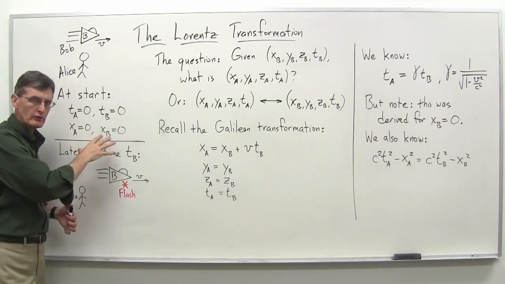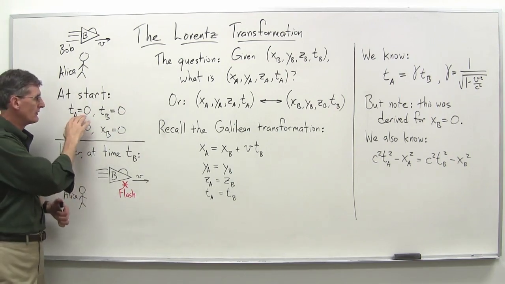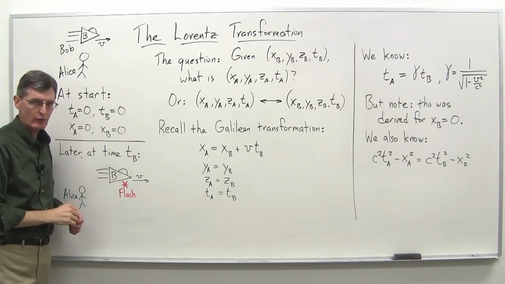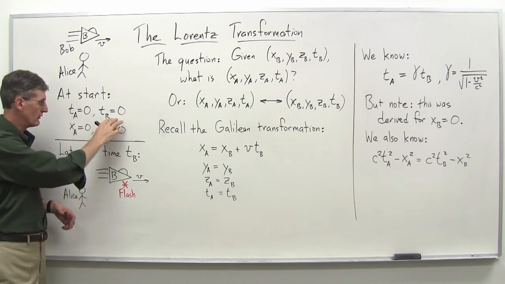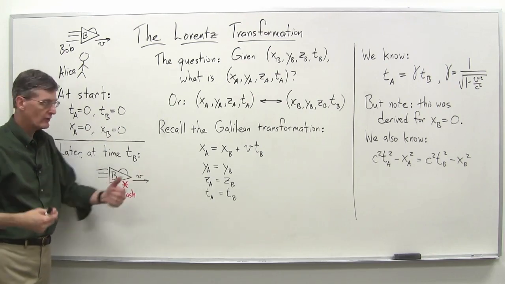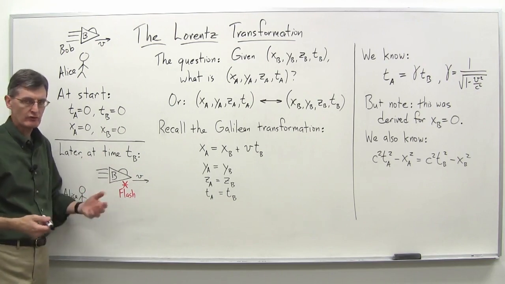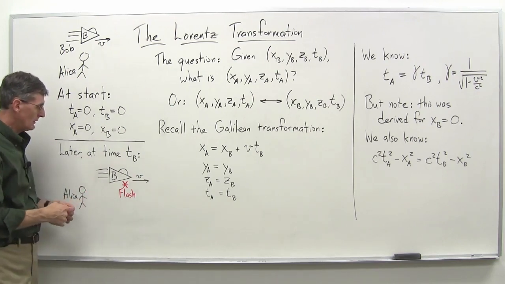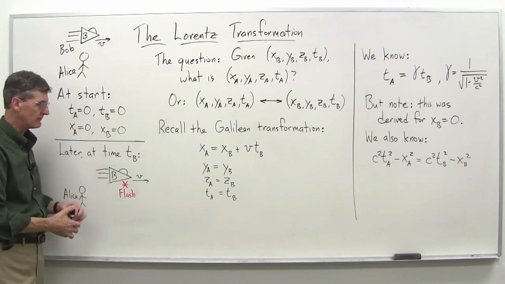At the start, when Bob passes right by Alice, we'll assume that they start their clocks at that point. And so t sub A equals 0, t sub B equals 0. And we'll also have the origin for their measuring systems be 0 at that point. So everything matches up there. We'll get on to this a little bit later, at time t sub B, where we get a flash of light going on.